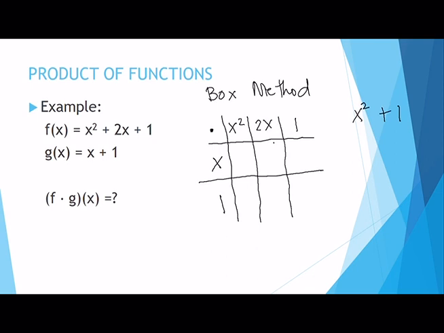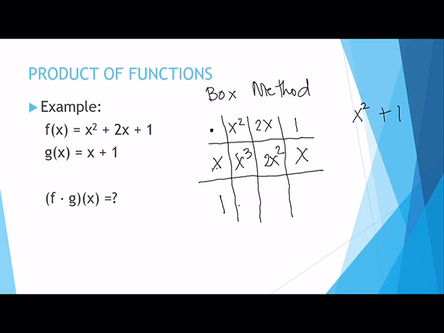Here, you are only doing the box method by simply doing the multiplication table. This is really the multiplication table. So how do we do that? We simply multiply the first term in the first column to every term in the header. So x times x squared will be x cubed, and then x times 2x will be 2x squared, and then x times 1, we have an x.